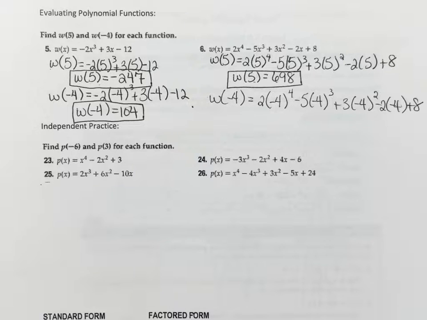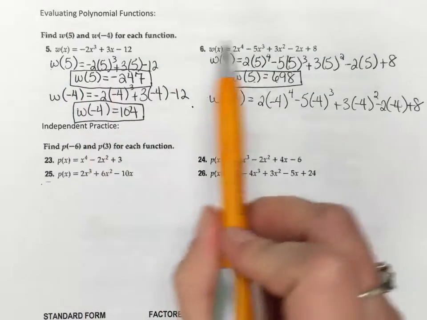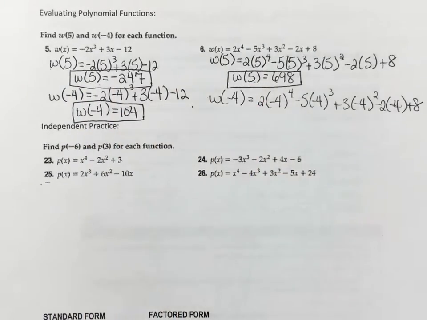So, for these, do we not have to state the degree and all that? No, it didn't tell me to. All it said was evaluate. But if I wanted to find the degree, what will be the degree of number 5? 3. What's the degree of 6? 4. So why is that a big deal? Because it tells you what kind of graph you have.